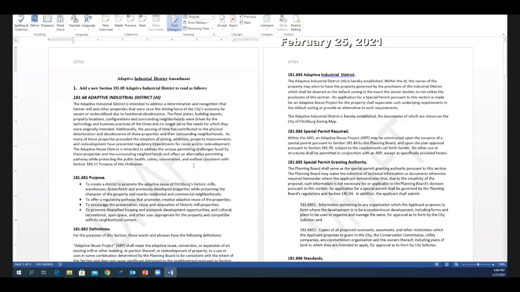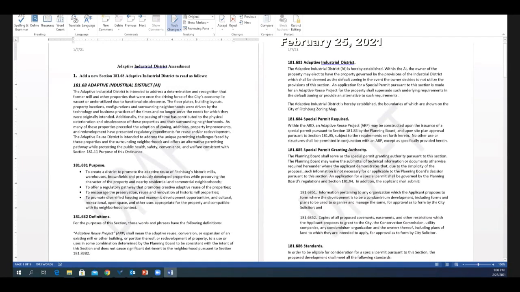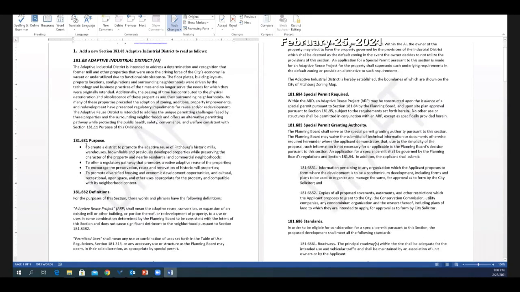So the adaptive industrial district is intended to address, this basically gets into the whole purpose statement as to what we're doing here. It's lengthy, it's verbose, and then it includes 4 bullet items below.